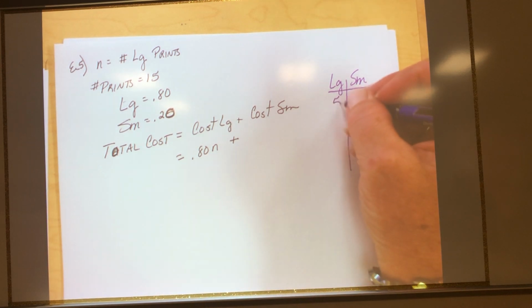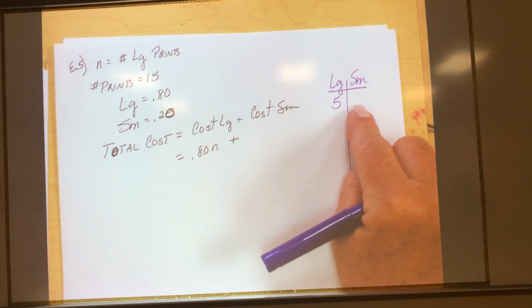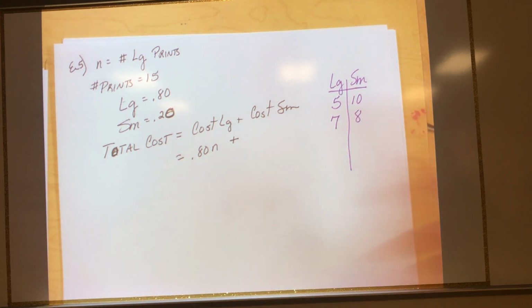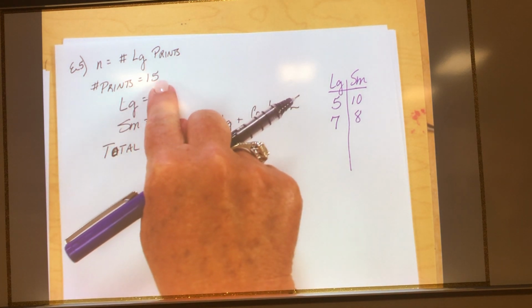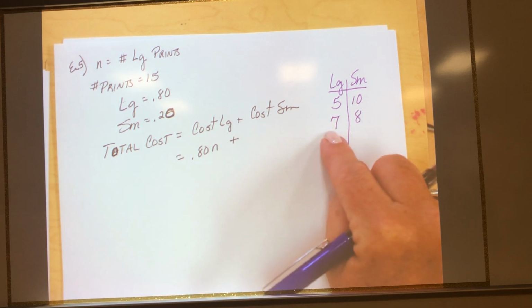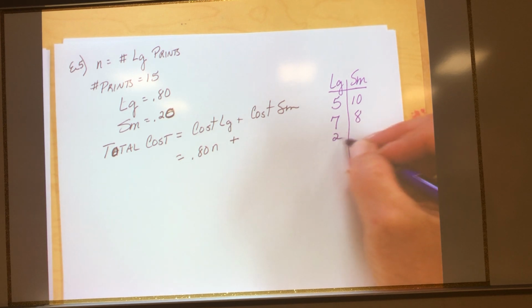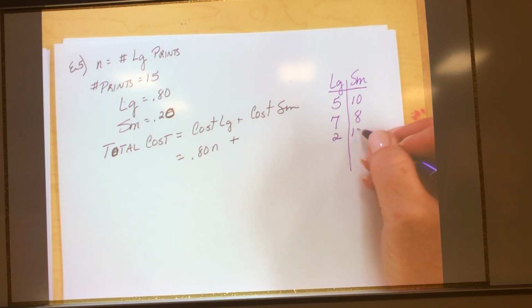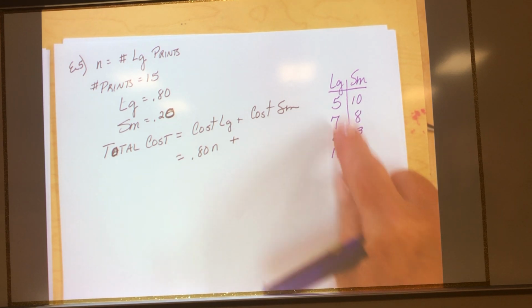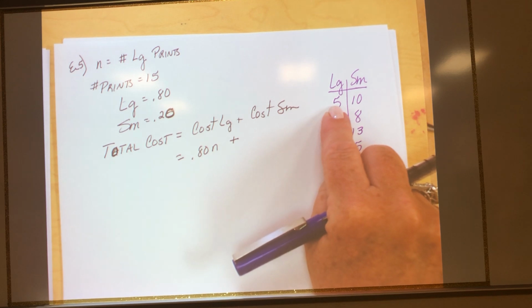Let's say that we did 5 large prints. How many would be the small prints? 10. What if we did 7 large prints? How many smalls? 8. Some people are going, wait, where did they get that number? Because it says we did 15 prints. So if 5 of them were large, 10 are small. If 7 are large, 8 are small. What about if 2 of them are large? 13 are small. What about if 10 of them are large? 5. What are you doing to get this number over here? That's what I want to know. It's the difference between 15 and whatever it is.